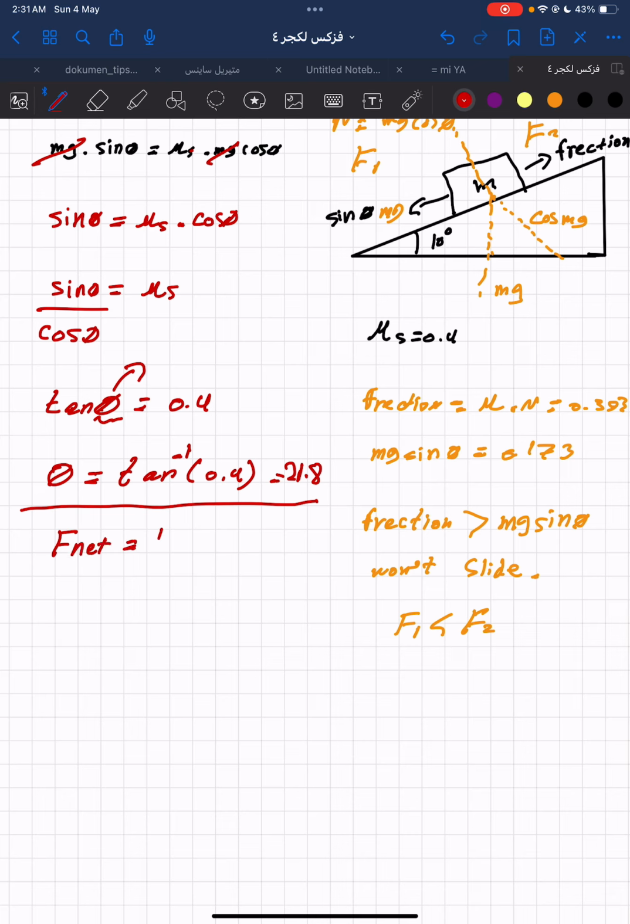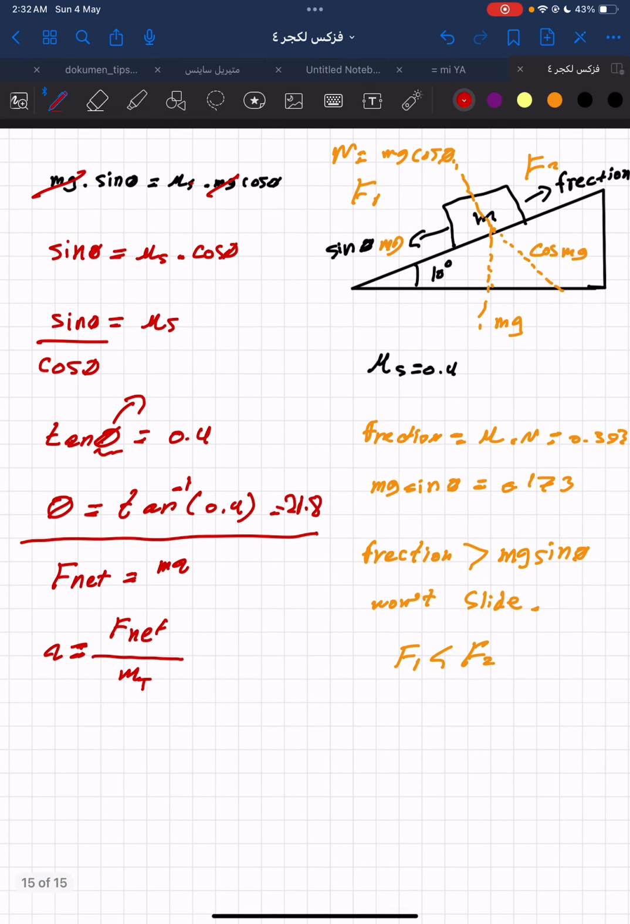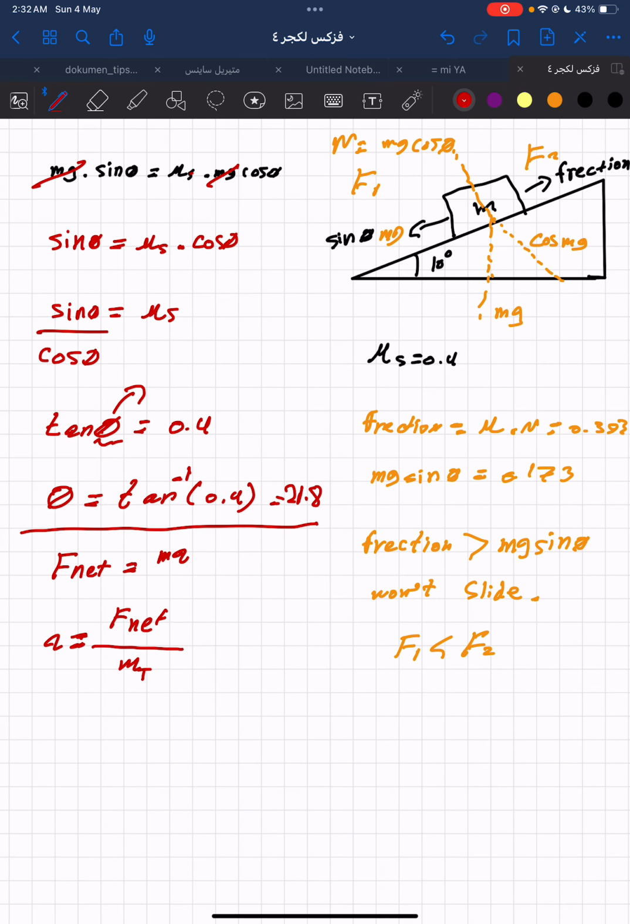And if you want to find the acceleration, it's basically just F net. We know that F net equals ma, so a will be equal to F net over M total. So if we want to know what F net is, since the body is already going down at this point because it's sliding downward, we should consider the acceleration to be positive. The mass is not given, so I will just leave it as M total.